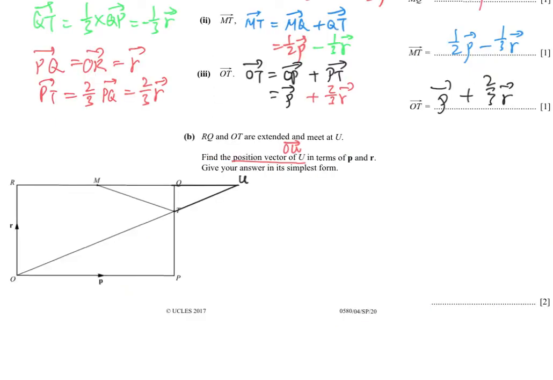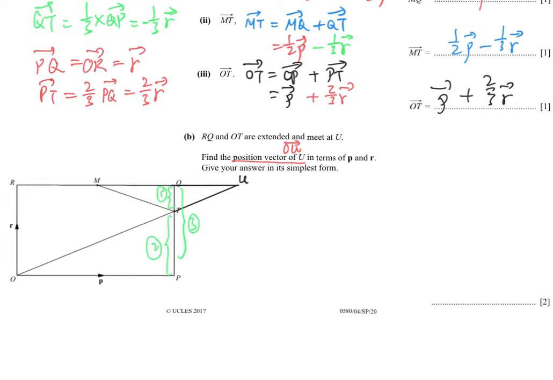So part B is asking about the position vector of U. That's OU, the vector from O to U. But first of all, you need to think about where U is. So according to the question, extend it like this. If you think about the direction of OU, it should be just the same as OT, right? And OT you have already found. So actually, if you can find the ratio of the magnitude of OT to OU, you can just multiply the ratio by OT, and you can get OU directly.